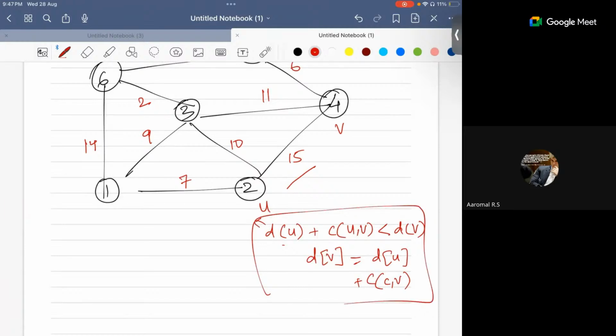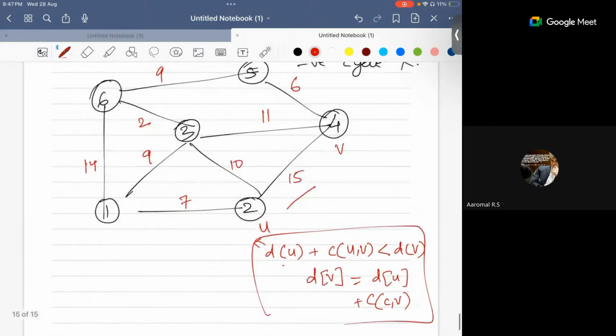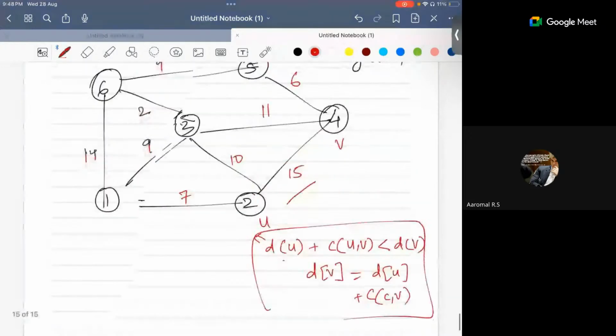Keep on doing this. You can think of it as pseudocode for the Dijkstra algorithm. Even for Bellman-Ford you do the same thing. In Bellman-Ford, you do it n minus 1 times, where n is the number of vertices. Here, because there is no negative edge, whatever number of times you do, you'll get the same answer for the Dijkstra algorithm. Let's do it for this case.